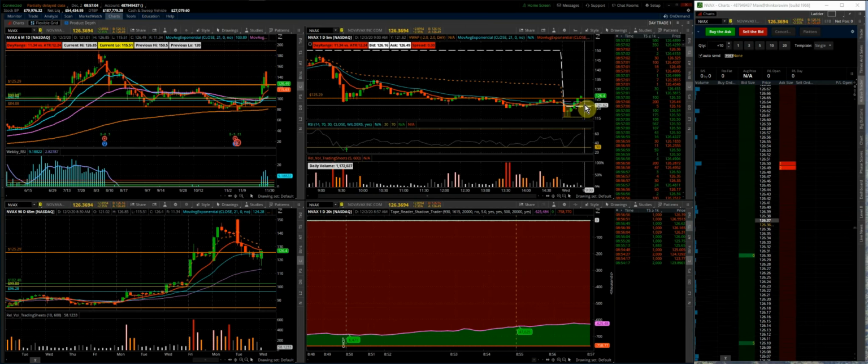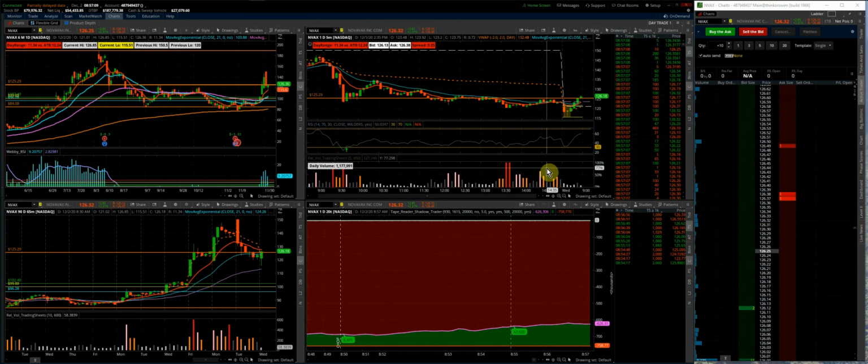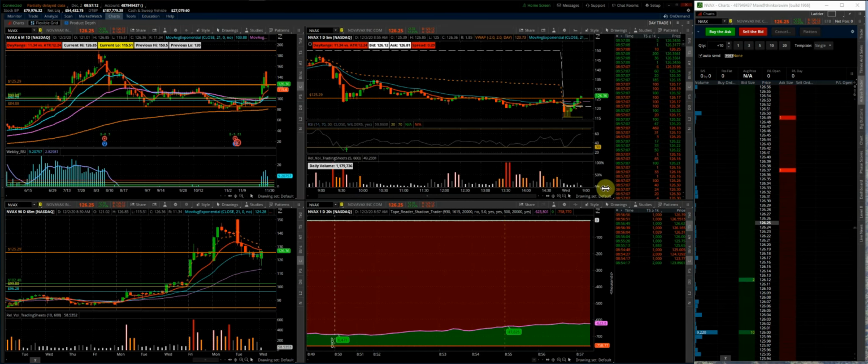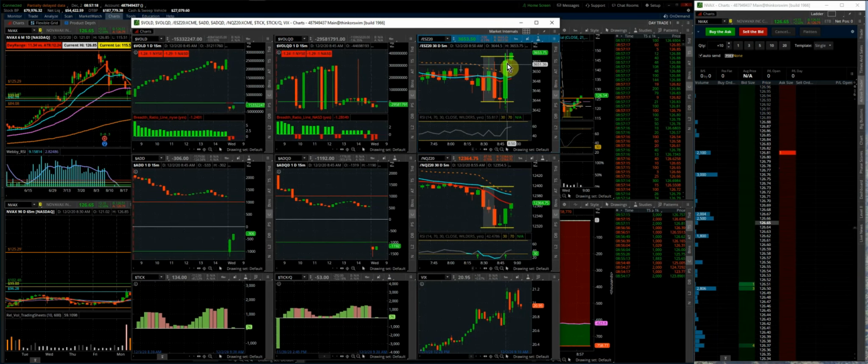So should we enter this? I don't know. Let's keep an eye on it. I'm keeping an eye on the market itself. The SPY seems to be breaking out of the opening range.